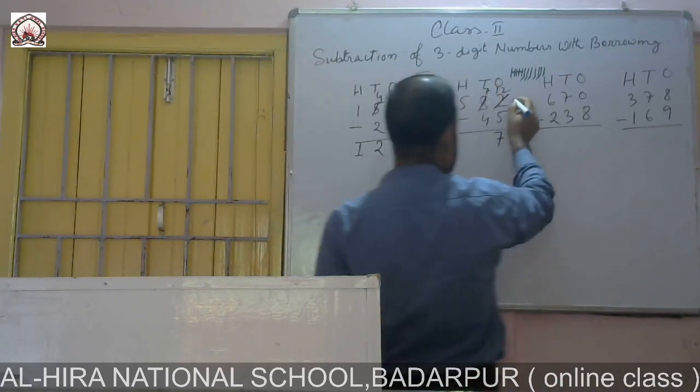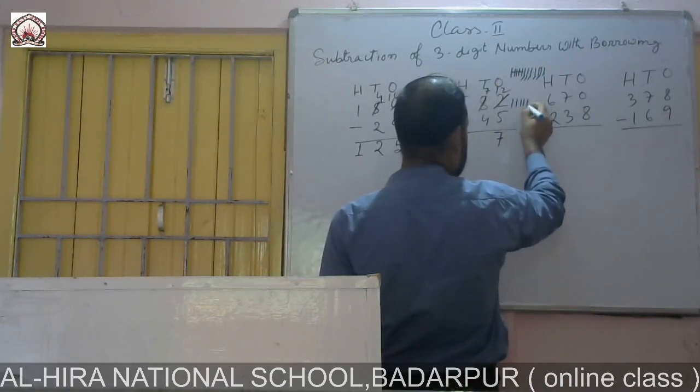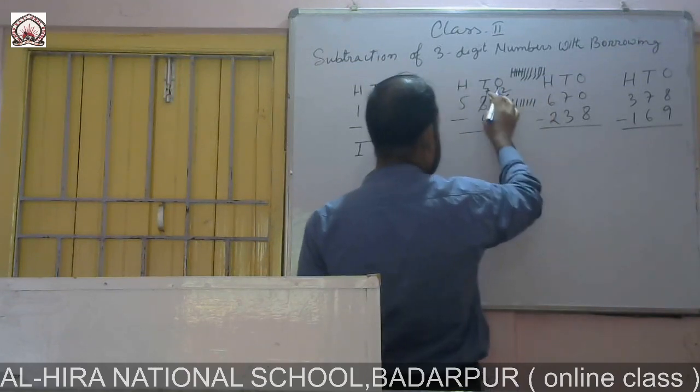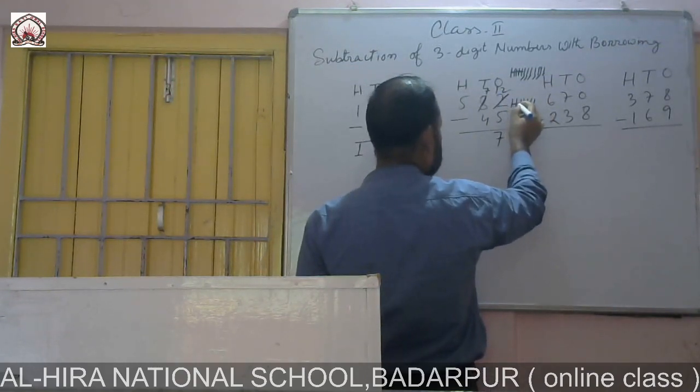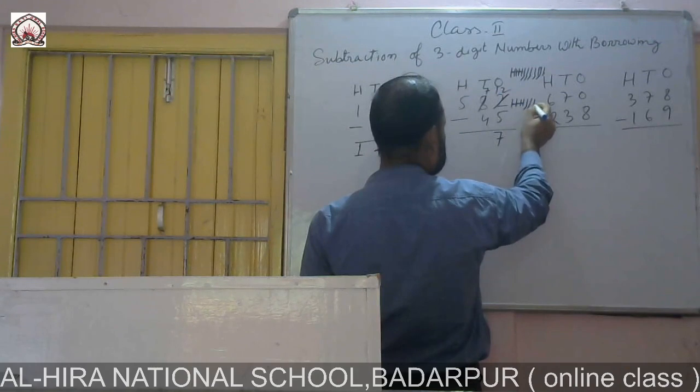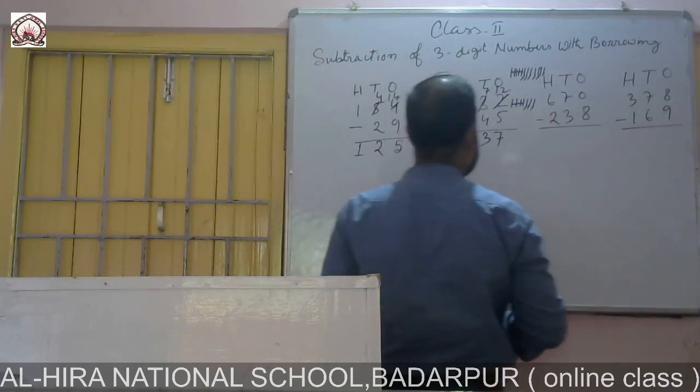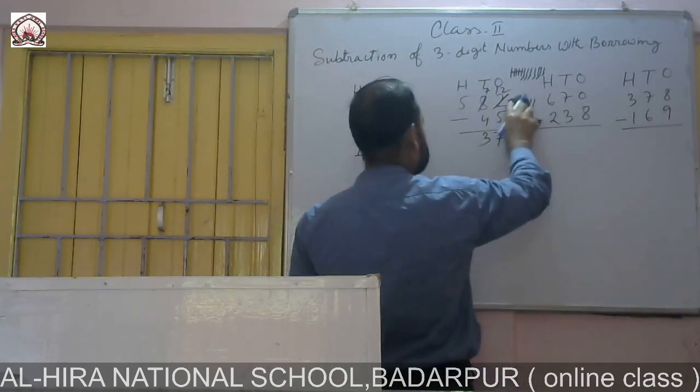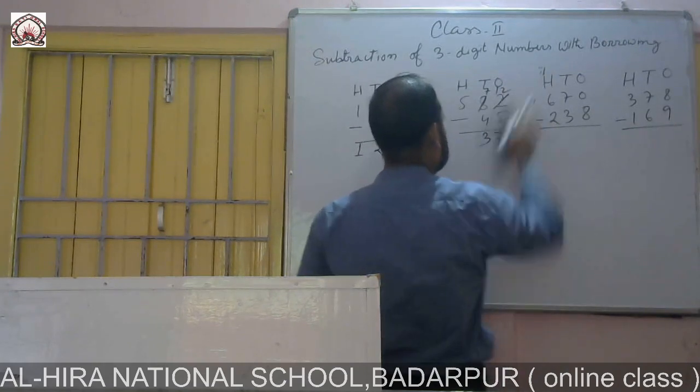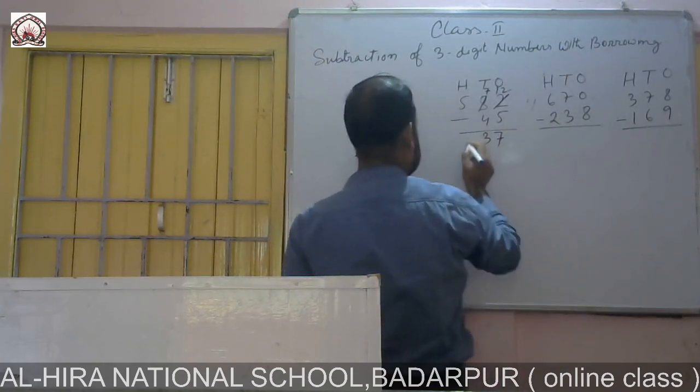7 minus 4: 7 lines, cut 4, remain 3. And there remain 5.